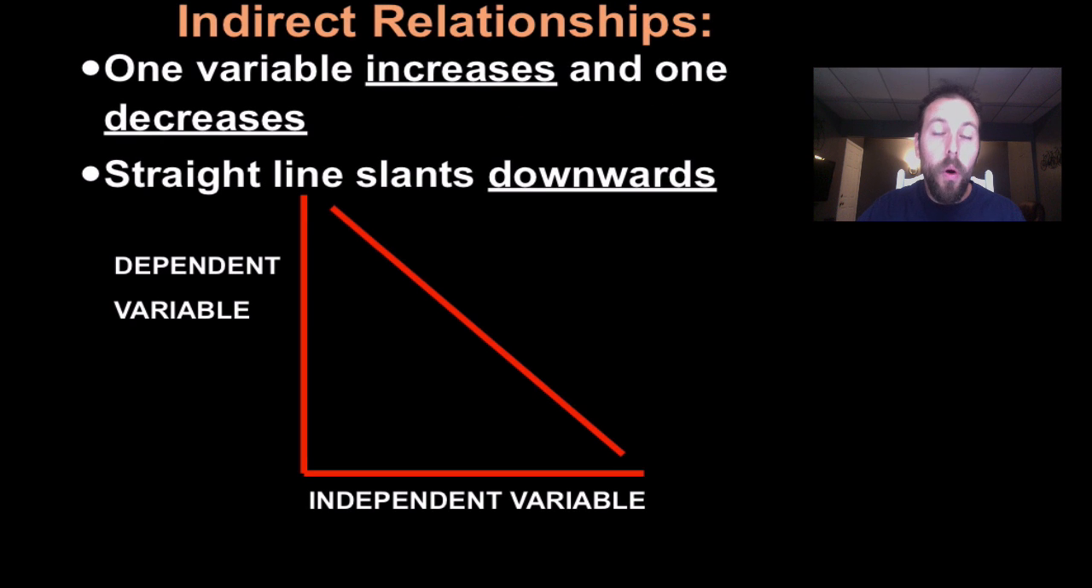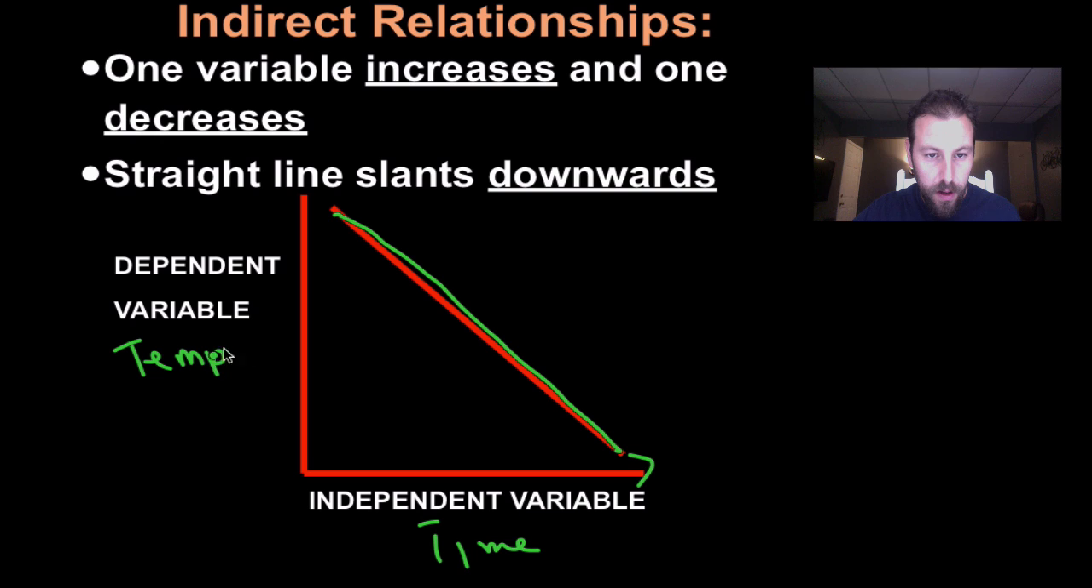Moving on, we also have indirect relationships. In this scenario, one variable increases and the other one is going to decrease. What we end up getting is a straight line that slants downwards like this. So on the bottom here, maybe time increases as we go across this way, but our dependent variable, maybe temperature, will decrease as we go down. That's another indirect relationship.